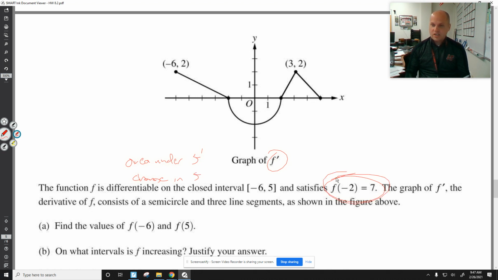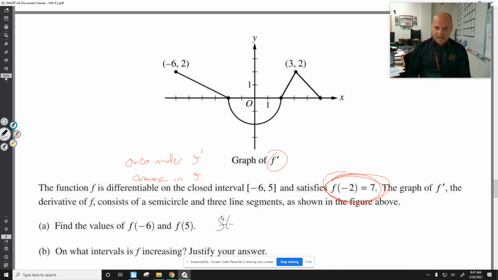We have this initial condition. This is unlike the previous problems that we did where we were given f in terms of an integral, and we knew the initial condition. This is different because they have to give you the initial condition. They're not giving you the integral. They have to tell you f of -2 is 7. That's your starting point. We're going to use what we've used in the past to find other values like f of -6 and f of 5.